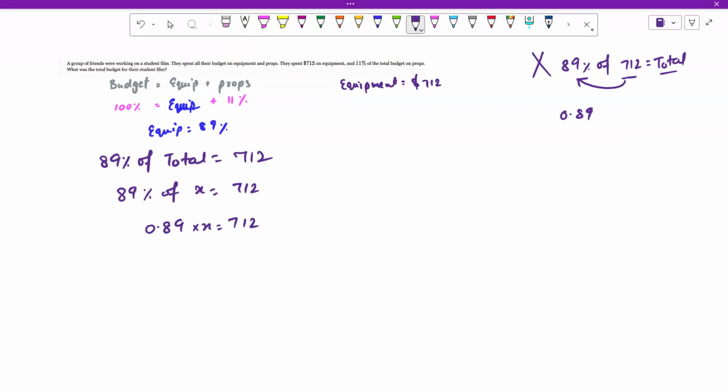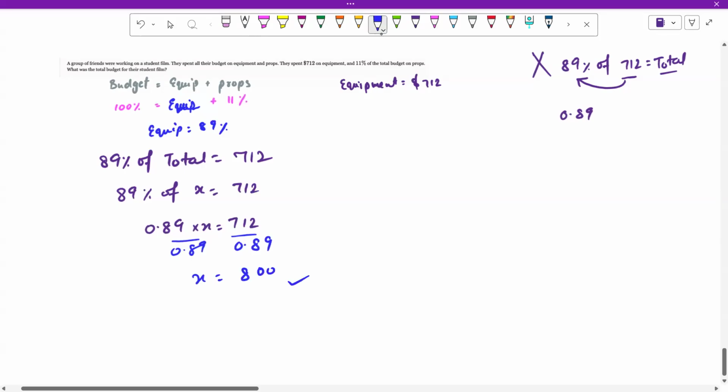But why are we dividing both sides by x when there is 0.89 we have to remove? Well, still, we could divide. Then it will be x alone. So if we are dividing 712 by 0.89, what do we get? 800. So $800 was the total budget, out of which they purchased $712 of equipment and the props were the rest of the money.